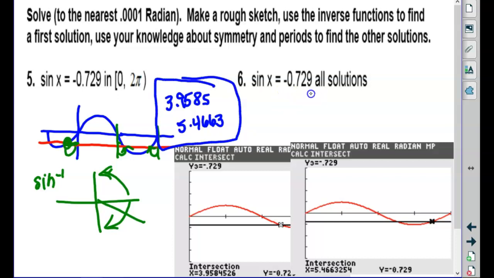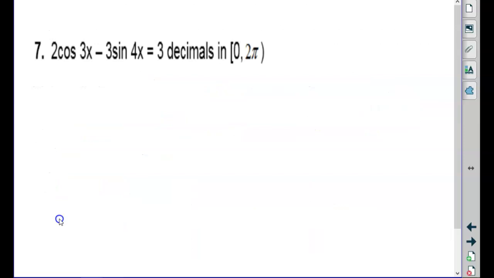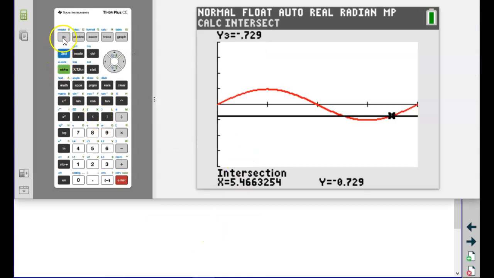Okay. Now, how do I change that to all solutions? Plus or minus. Yeah, it's going to repeat every 2 pi. So I can say 3.9585 plus or minus 2 pi n and 5.4663 plus or minus 2 pi n. Now, it does get more complicated because not everything repeats every 2 pi. I used to always quiz on one like this, but I didn't put one on, but I just want to show you this. This one I could give you because it's just between 0 and 2 pi. So I just want to show you how goofy the graph can get.